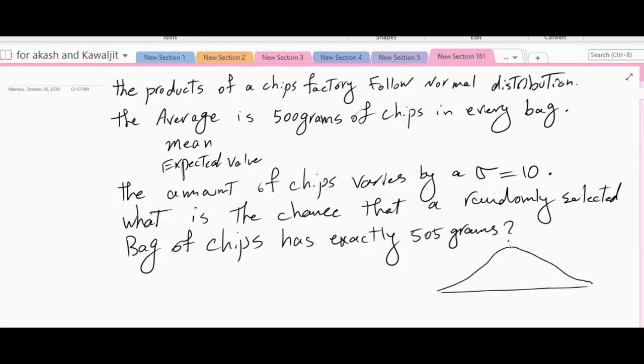What do we know about this normal curve? We know that the average, because it is symmetric, of course, the peak is at the middle. The average is 500 grams. What else do we know? Do we know how much it is dispersed? Yes, we know. The standard deviation is 10 grams. That's it. This is what we know. And we are interested in a bag of chips to be 505 grams. So the question says, what is the chance of 505 grams? Please answer me.